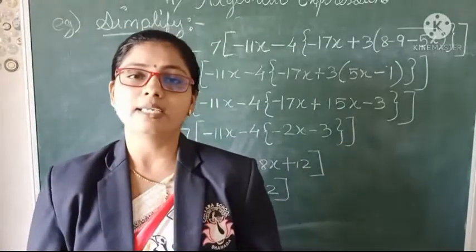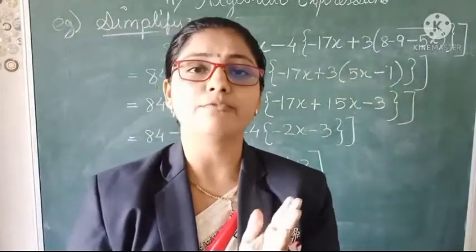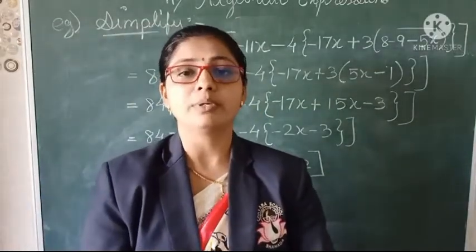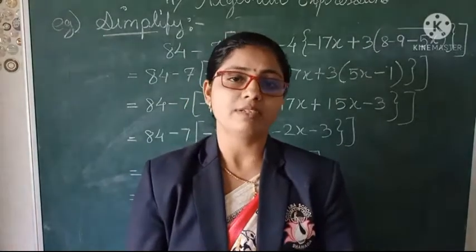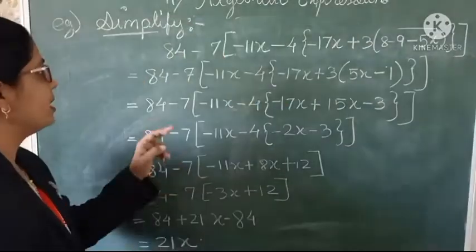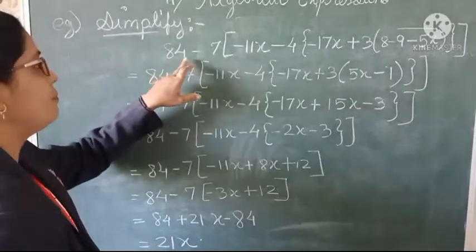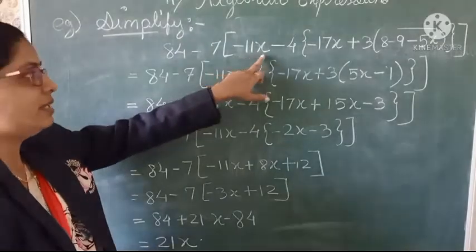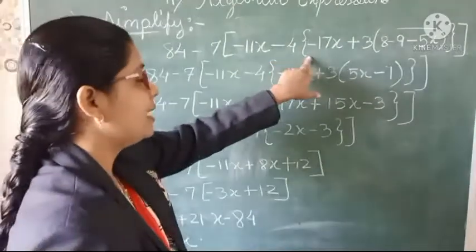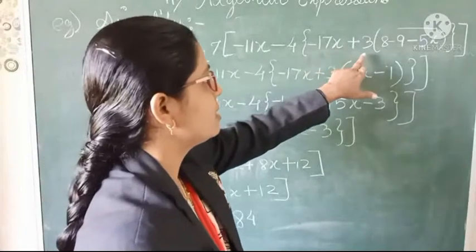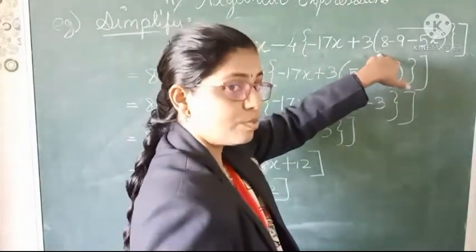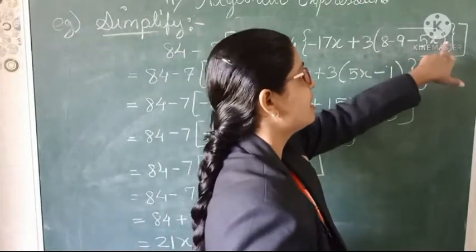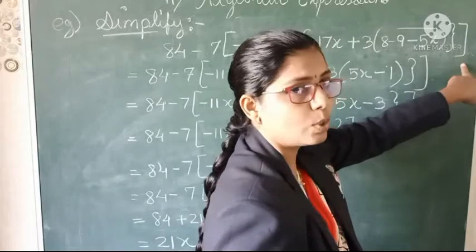Now let us see an example related to the BODMAS principle and brackets, meaning how we have to use the principle of BODMAS. For that we will see one example. The example is: simplify 84 minus 7 into square bracket negative 11x minus 4 into curly bracket negative 17x plus 3 into small bracket 8 minus bar bracket 9 minus 5x, then all brackets are closed here.